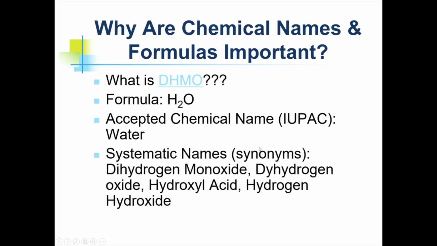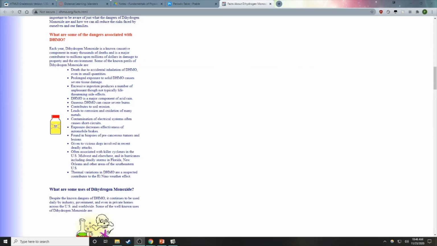The systematic names can include all sorts of different names for the compound. We have dihydrogen monoxide, dihydrogen oxide, hydroxyl acid, hydrogen hydroxide. All of these are appropriate names for water, but we just simply call it water. So this is why it's very important for us to understand chemical names, because if we take a look at this list of the dangers of dihydrogen monoxide, of water, are they all true?